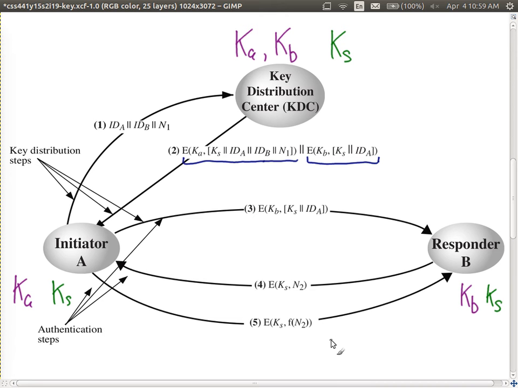If they wanted to attack, they intercept message 4. Well, they can't decrypt it unless they know KS. They can't predict N2. Even if they do predict it, they can't encrypt it with KS. So they shouldn't be able to send back message 5 to do that final confirmation. But let's look at some different cases of what the attacker may try to do and see why these 5 steps allow the users to detect the attack.